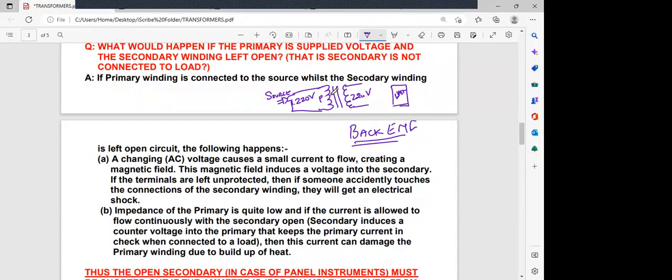Because it is reintroduced into your primary, it is going to cause a current to flow, a current that is going to oppose the original current. And by opposing the original current, it is limiting the current flow through this and keeping it to a safe value, therefore protecting your primary from getting burnt out. This is when it is connected to the washing machine.